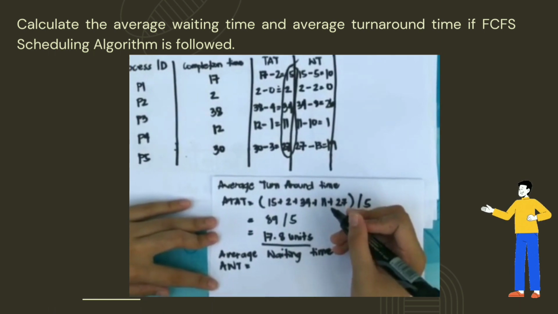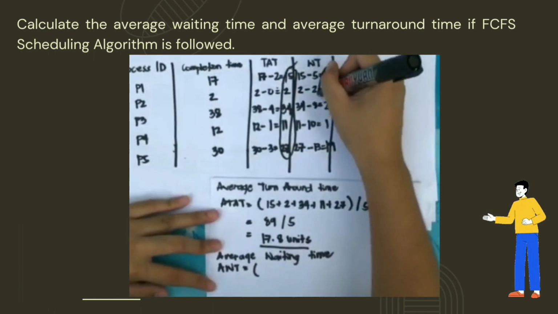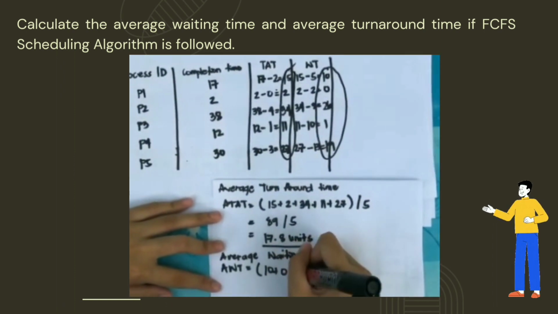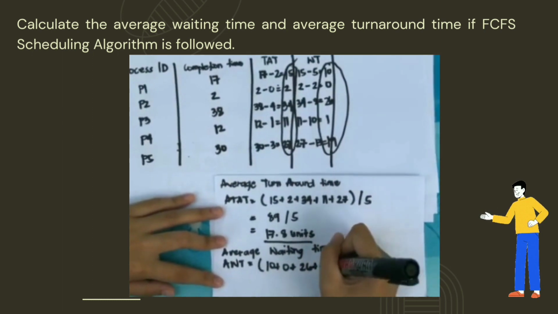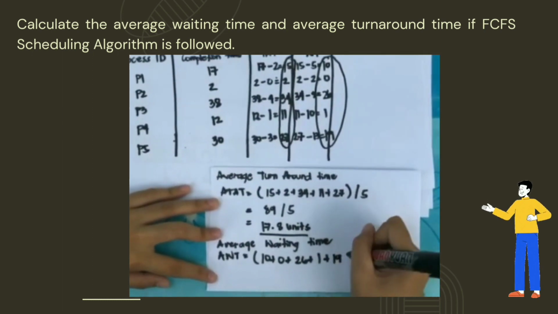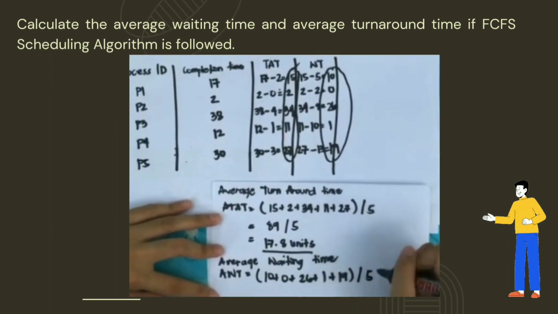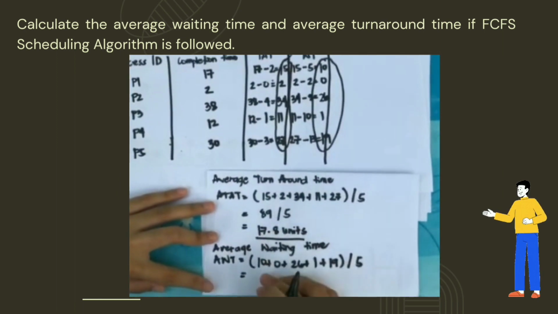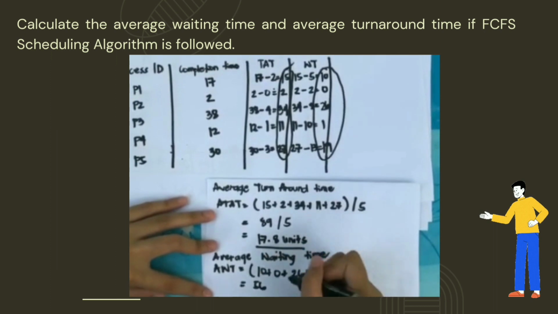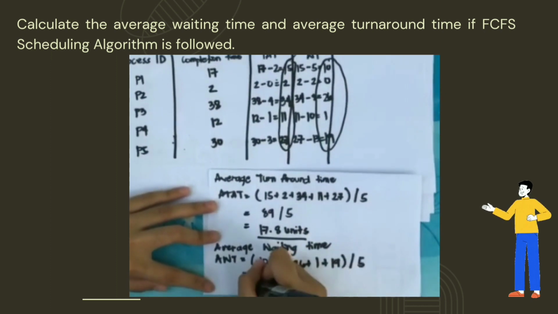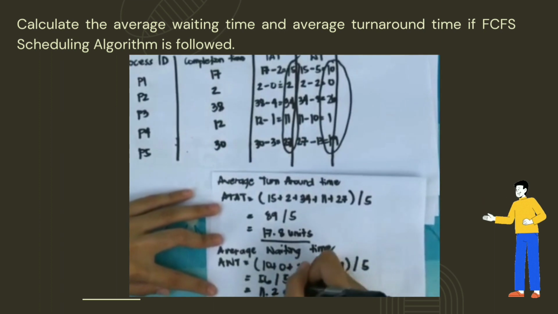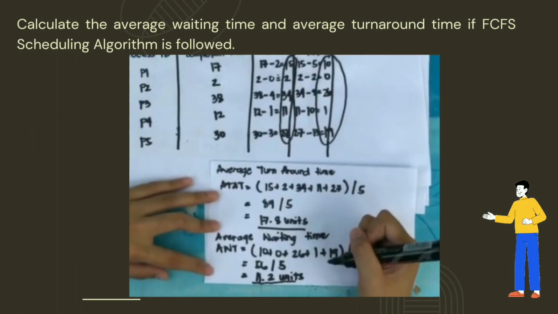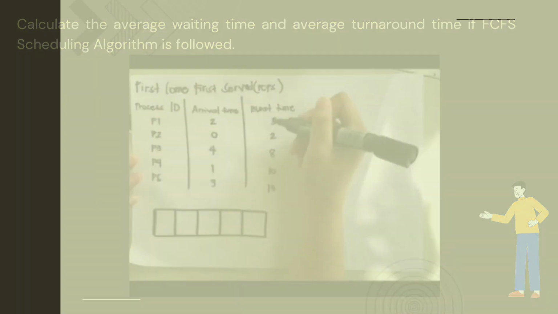So, katulad lang ng ginawa natin sa average turnaround time, kukunin ulit natin lahat ng nakuha natin na waiting time kanina. So, 10 plus 0 plus 26 plus 1 plus 19. So, ganun ulit. I-divide natin siya ulit sa 5 dahil 5 yung ginawa natin na process. So, ang sagot naman dito is 56 dahil inadd natin to lahat. I-divide natin sa 5. Ang sagot is 11.2 units. So, etong 11.2 yung average waiting time natin.